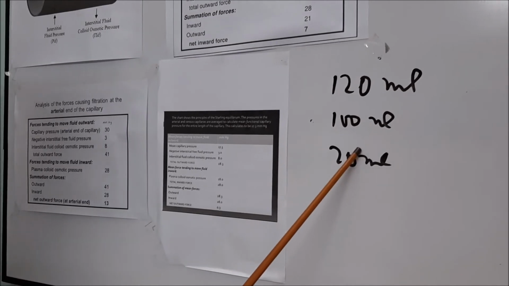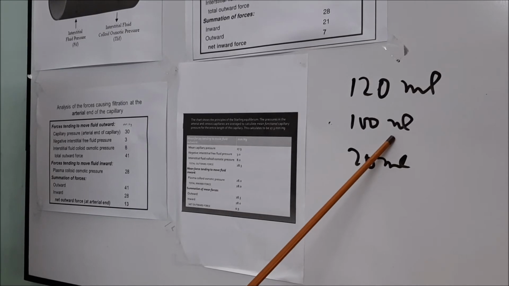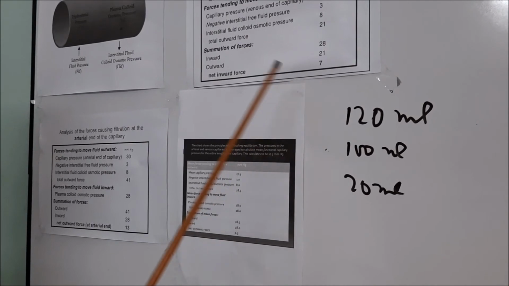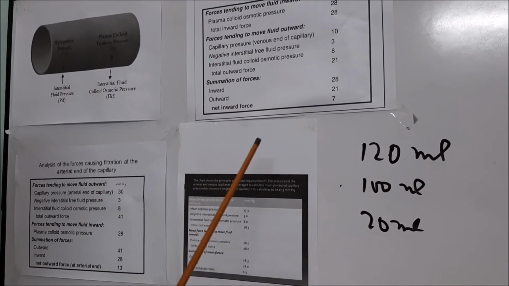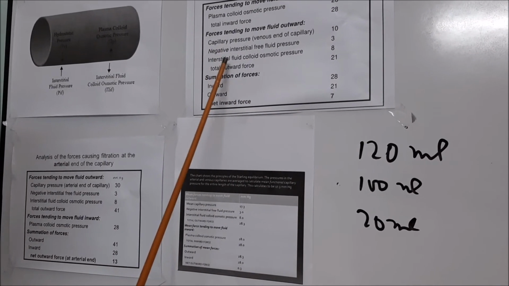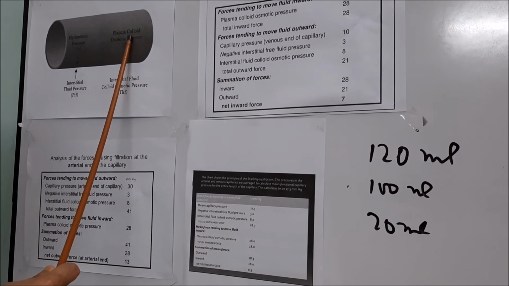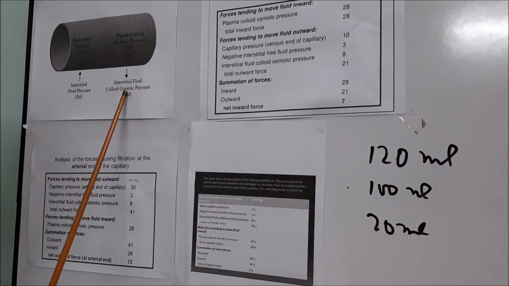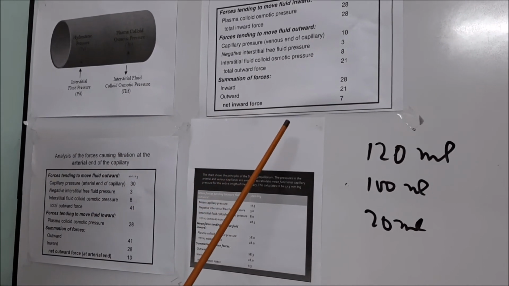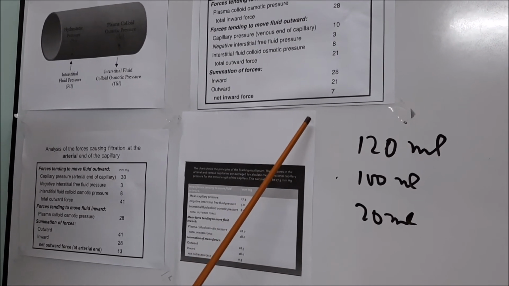Now come to the pressures that increase lymph formation. What are the pressures that form lymph? Elevated capillary hydrostatic pressure, decreased plasma colloid osmotic pressure, increased interstitial fluid colloid osmotic pressure, and increased capillary permeability. These 4 cause increased lymph formation or increased interstitial fluid formation.